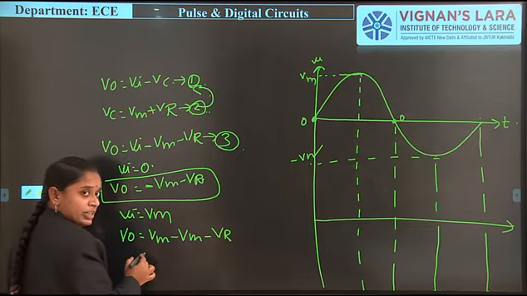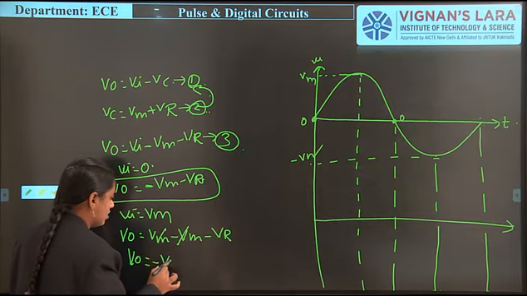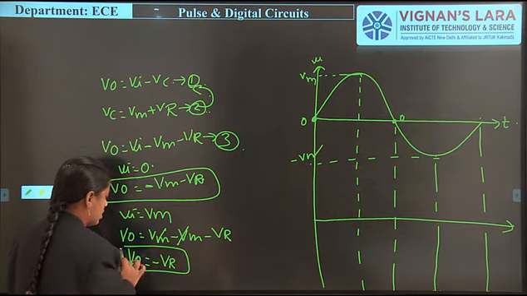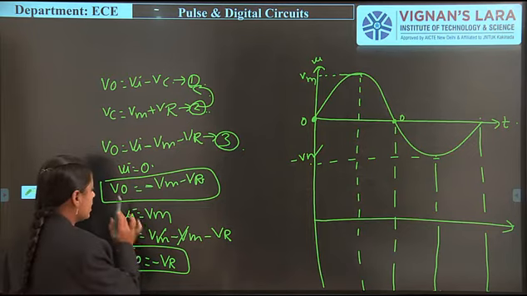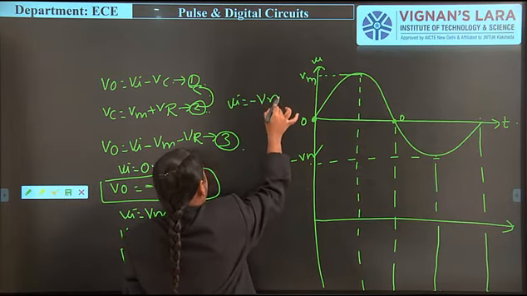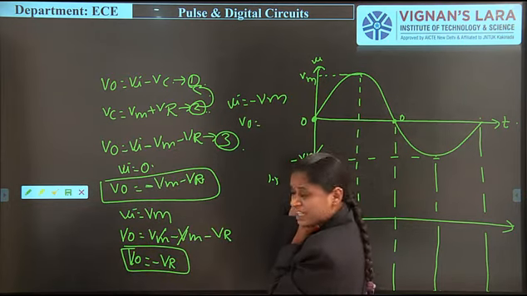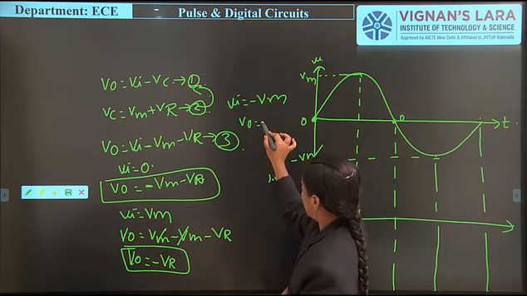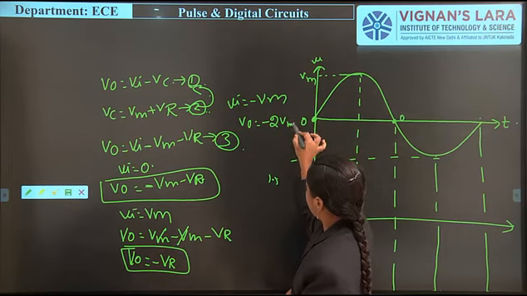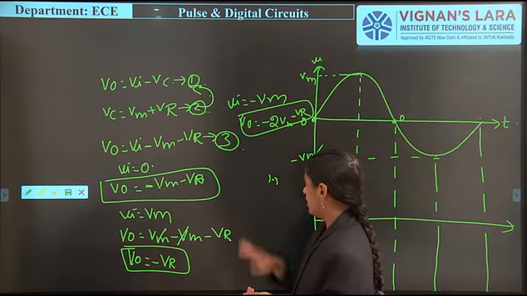So then Vm and minus Vm will be cancelled, then V naught is equal to minus Vr. So this is the next one. And the final one, that is Vi is equal to minus Vm condition. Then what is the value of V naught? So V naught is equal to minus 2Vm and minus Vr. So this is the final one at different conditions.